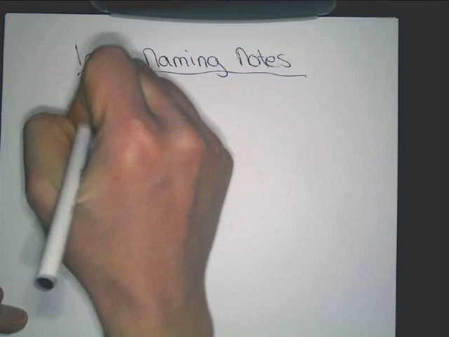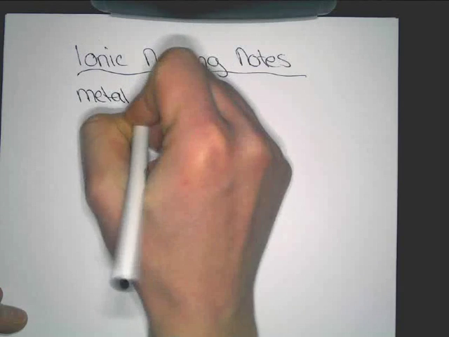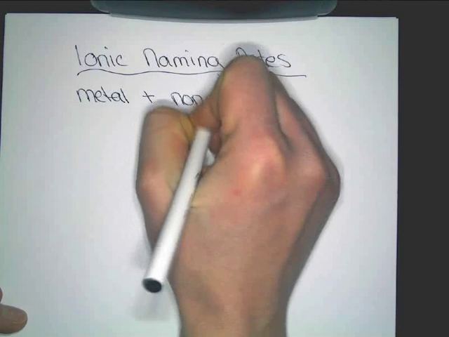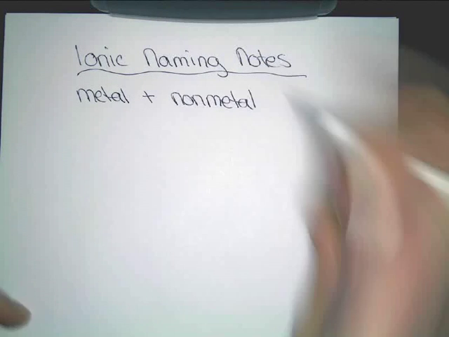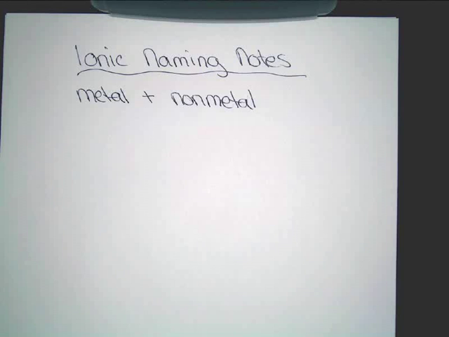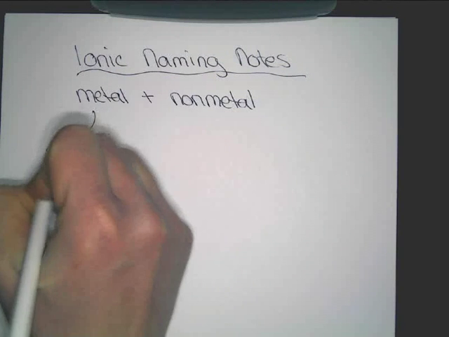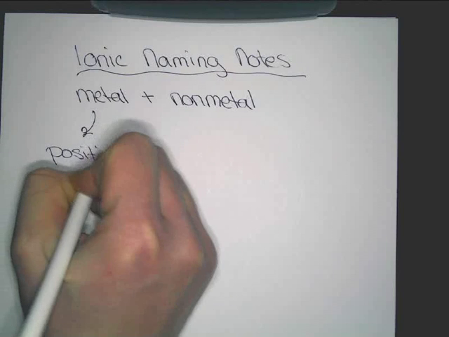Okay? So these are going to be a metal and a non-metal. Okay? And what do we remember about the charges? What tends to be positive? Metals or non-metals? Metals. Okay. So these tend to have a positive charge.